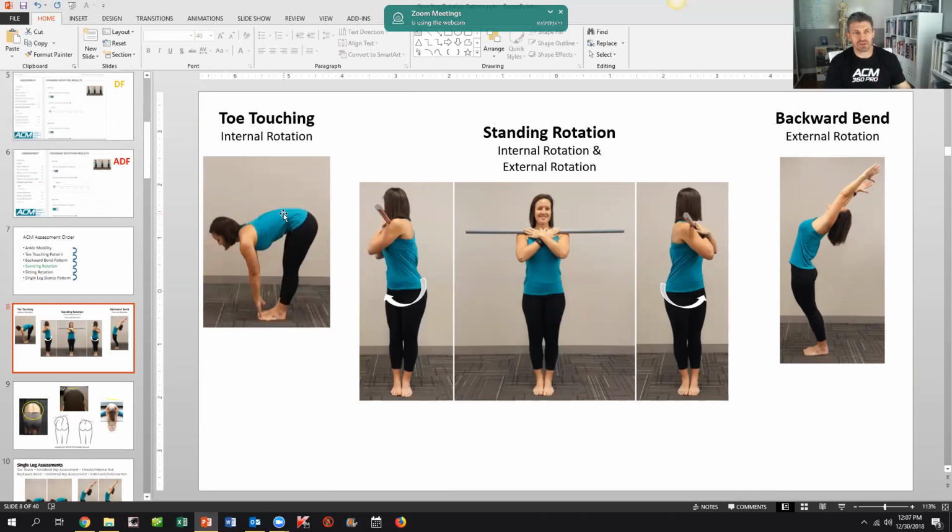So from the toe touching pattern and the backward bend pattern, we're already starting to get a good prediction of what we're going to find in the standing rotation. Someone who's very restricted in toe touching may also be very restricted in internal rotation. You're going to see that come out in the standing rotation pattern. Or vice versa, if you see someone with limitations in extension, especially hip extension, you might find that in their standing rotation pattern because of the limitation in their internal external rotation.